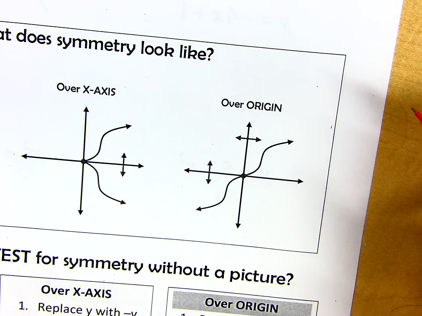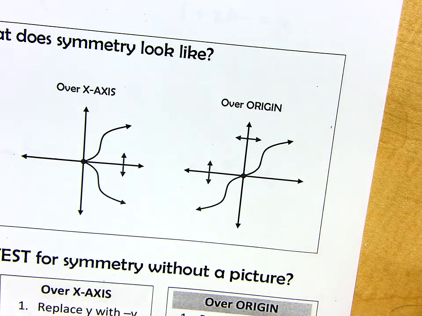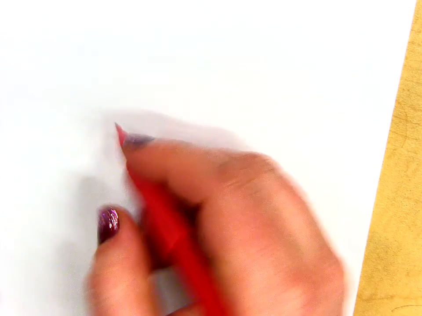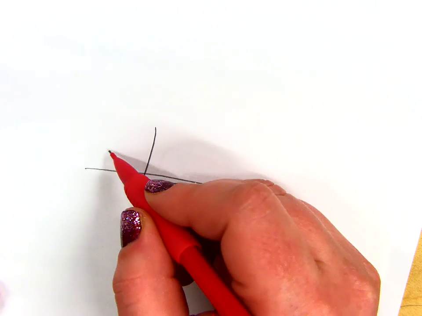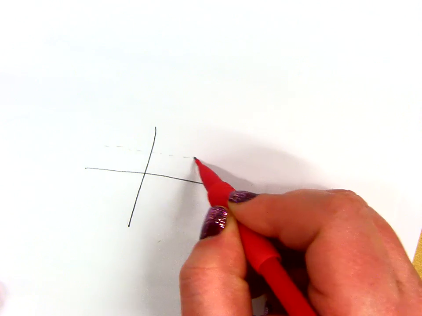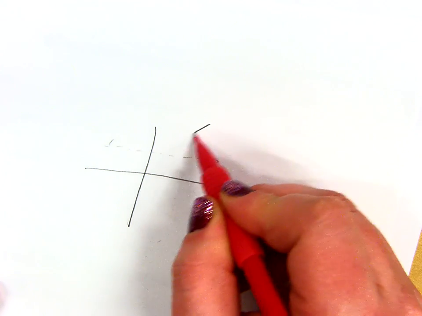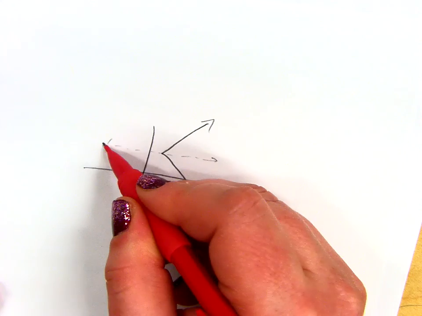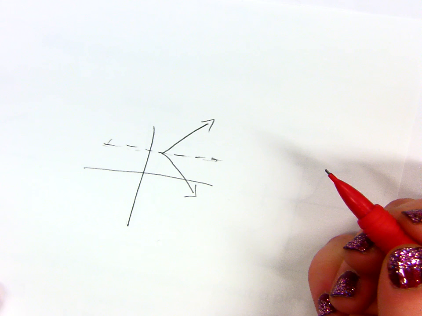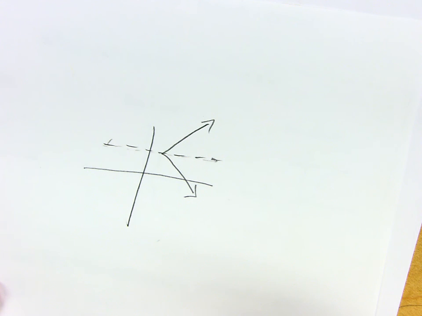You can also do symmetry over particular lines if you wanted. So for example, let me just sketch for you. You could have something that looked kind of like this. That was my x and y axis, and let's say we had the line, I don't know, y equals 2 or something. And then you had a graph that looked like that. Well, that graph would be symmetrical over the line y equals 2, even though it wouldn't be over the x-axis or the y-axis or the origin. Okay, so that's possible also.